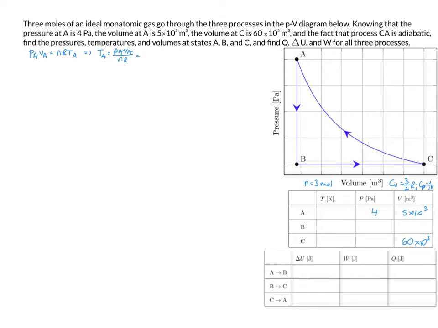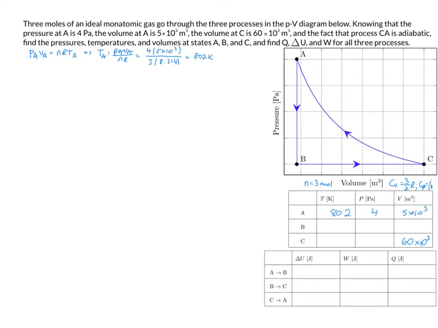Pressure at A is 4 pascals. Volume is 5 times 10 to the third cubic meters. n is 3 moles. R is 8.314. And when we plug in these numbers, we end up with 802 Kelvin. So I'm going to put 802 Kelvin in here.